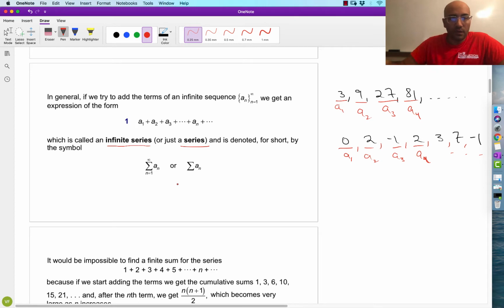Remember that this means that we keep adding all of these. We replace the n with 1, then 2, then 3, then 4, and we don't stop until we get to this value. Since it's infinity, it just means we don't stop. We just keep going on forever. So this equals that. It would be impossible to find an actual sum of a sequence in certain cases.